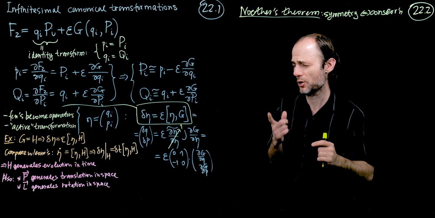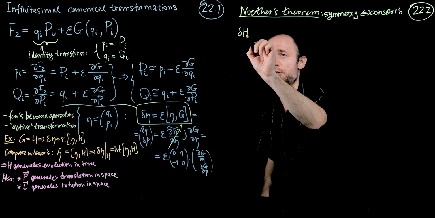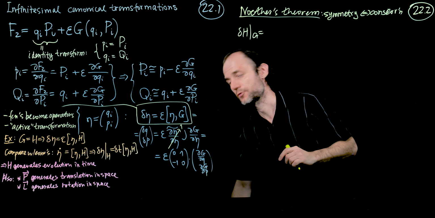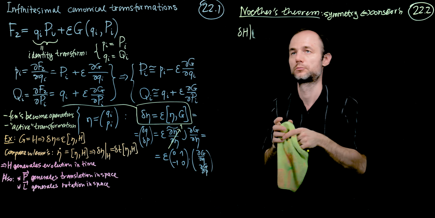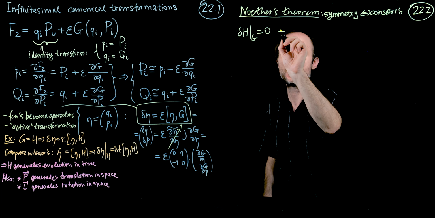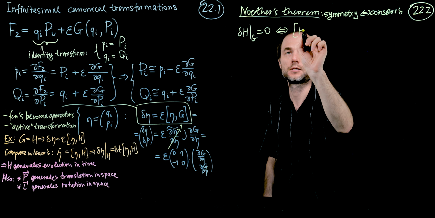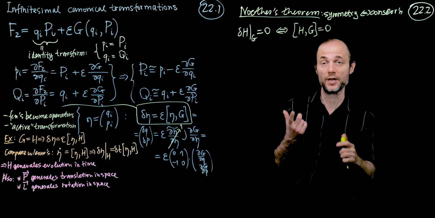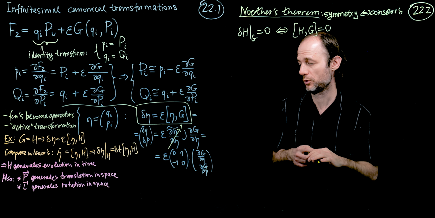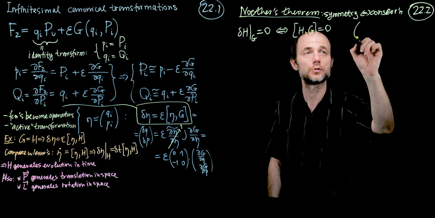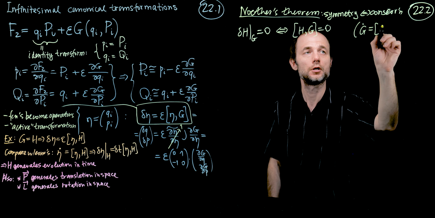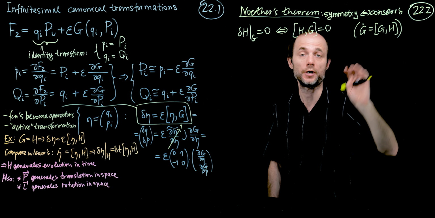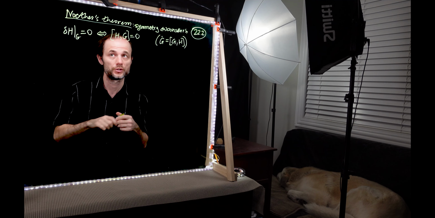Suppose that our Hamiltonian is invariant under the transformation G. That would mean that the Poisson bracket of H and G is equal to 0. Recall also that G dot is the Poisson bracket of G and H. So how can we prove this?